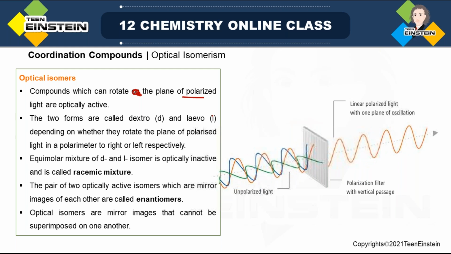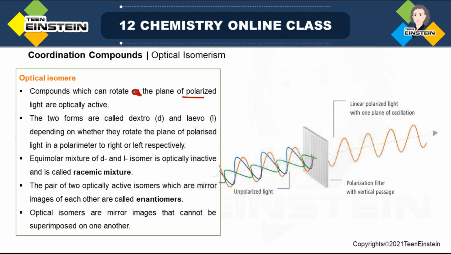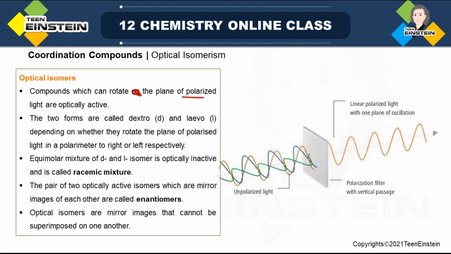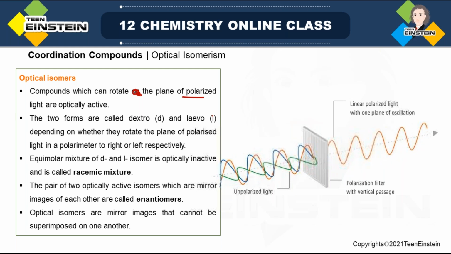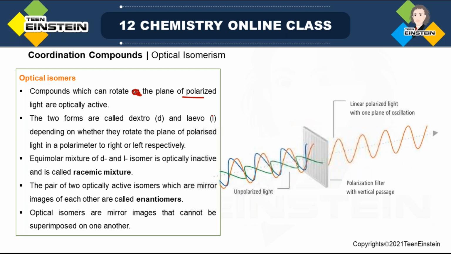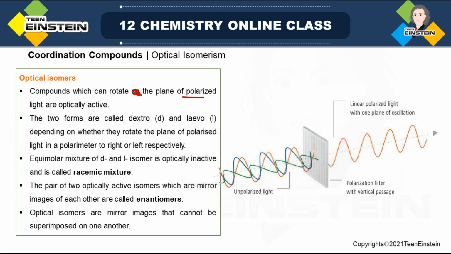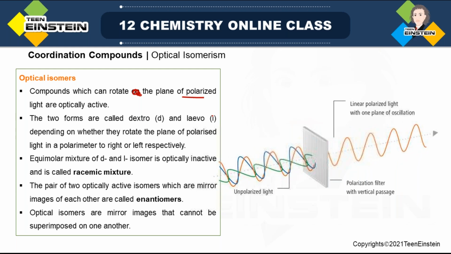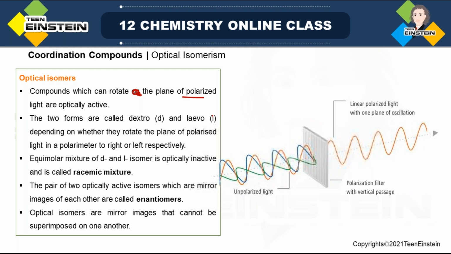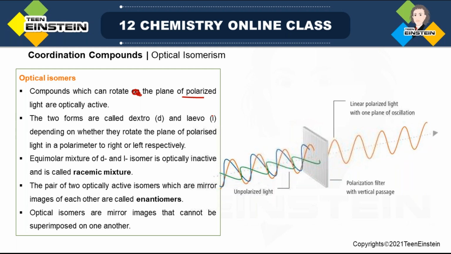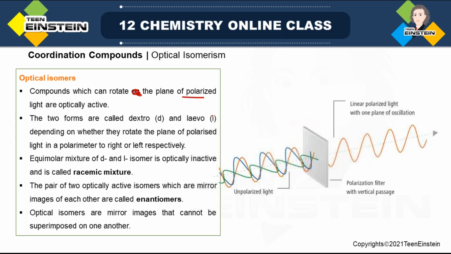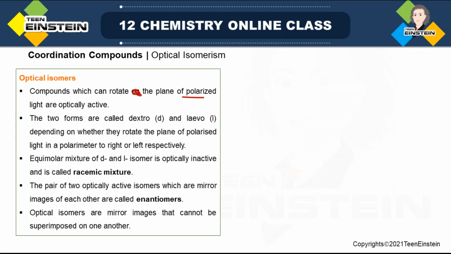So this type of light that you are seeing on the right hand side, after passing through the filter, suppose you have taken this light and also a solution of an optically active compound. When the light passes through this compound, what will happen? There will be rotation of this plane. It has a particular plane, but after passing through the optically active compound solution, the plane will change. And the rotation angle depends on the compound, obviously. Different compound, different rotation angle. So this is all about plane polarized light, and compounds which can rotate this type of light are called optically active.